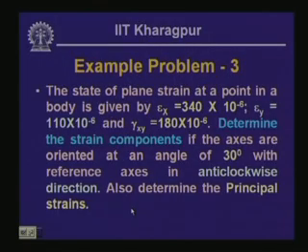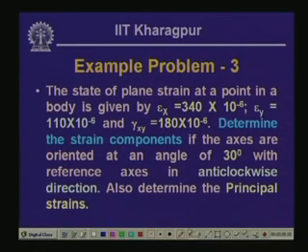Well, we have another example problem. Please look into this problem. It is for you to look into. In the next lesson we will discuss it. The state of plane strain at a point in a body is given by epsilon x, which is 340 into 10 to the power minus 6, epsilon y equals 110 into 10 to the power minus 6, gamma xy is 180 into 10 to the power minus 6.